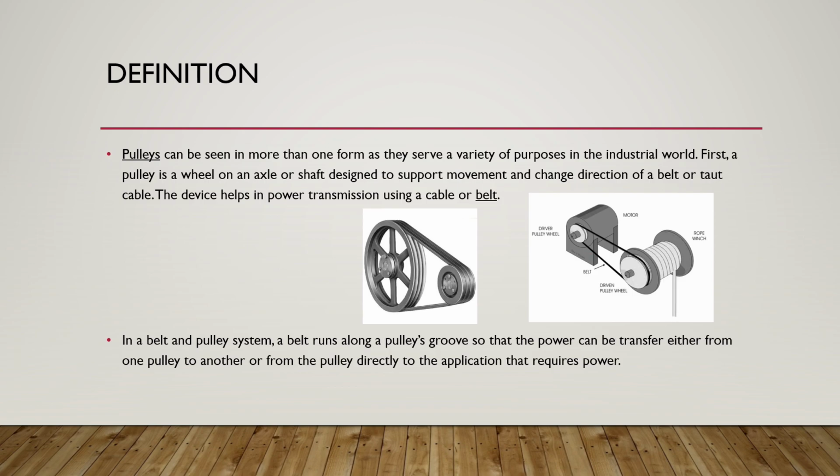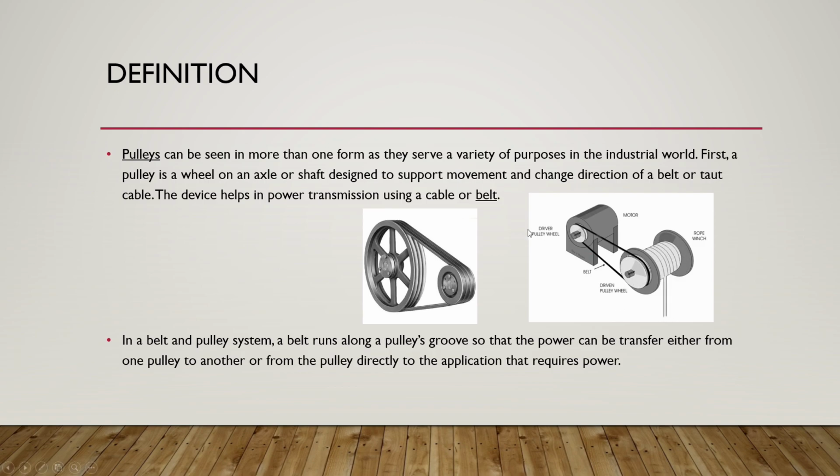Definition. Pulleys can be seen in more than one form as they serve a variety of purposes in the industrial world. First, a pulley is a wheel on an axle or shaft designed to support movement and change direction of a belt or taut cable. The device helps in power transmission using a cable or belt. In a belt and pulley system, a belt runs along a pulley's groove so that the power can be transferred either from one pulley to another or from the pulley directly to the application that requires power.